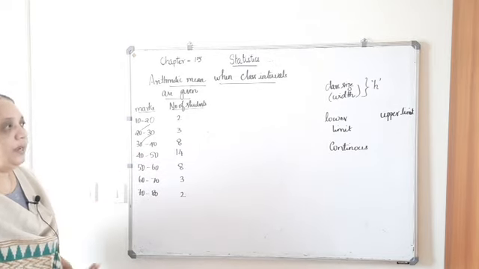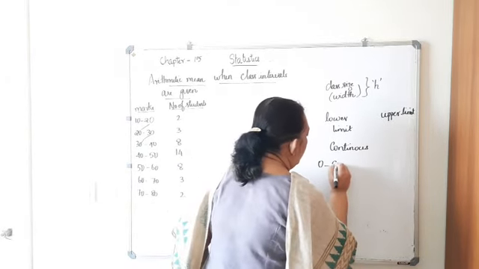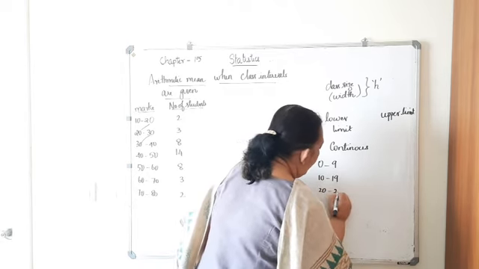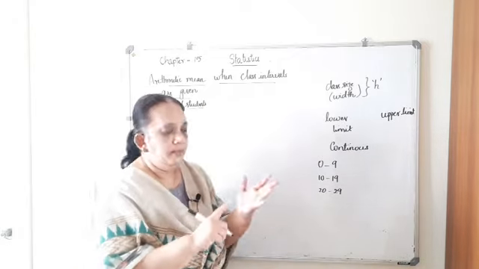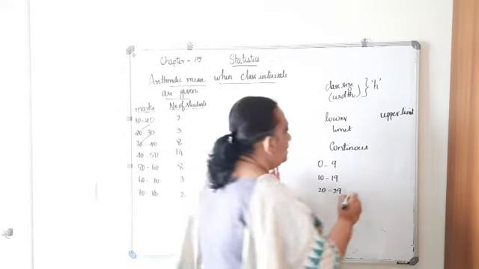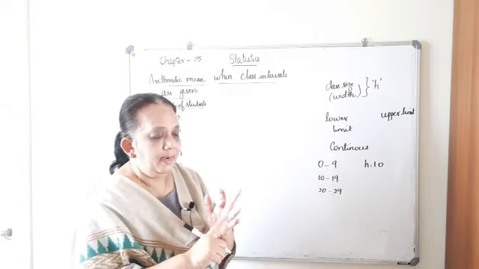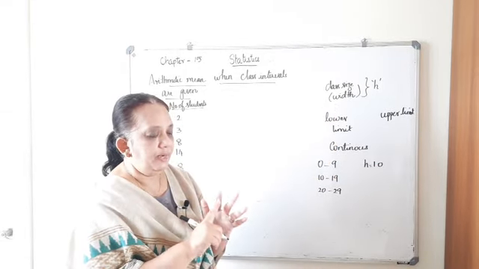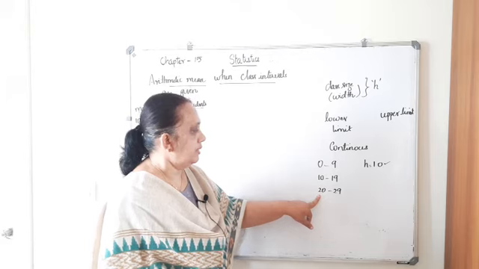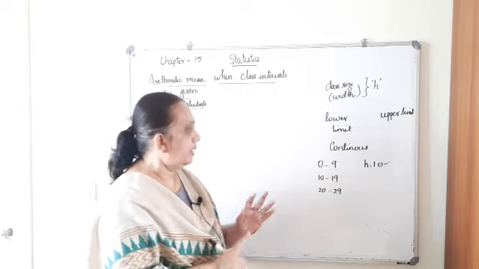Now, what do you mean by continuous? Sometimes you may get classes like 0 to 9, 10 to 19, 20 to 29. What does it mean? Here 0, 1, 2, 3, 4, 5, 6, 7, 8, 9. So the class size is equal to 10. H is equal to 10. Then 10, 11, 12, 13, 14, 15, 16, 17, 18, 19. Okay, class size is equal to 10. Here, 20, 21, 22, 23, 24, 25, 26, 27, 28, 29, class size is equal to 10.